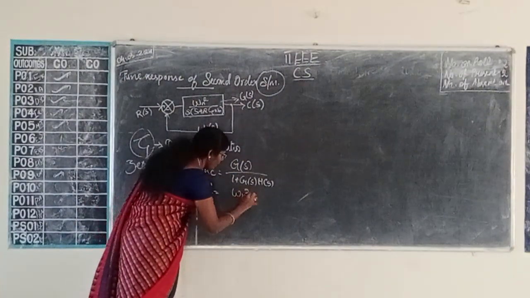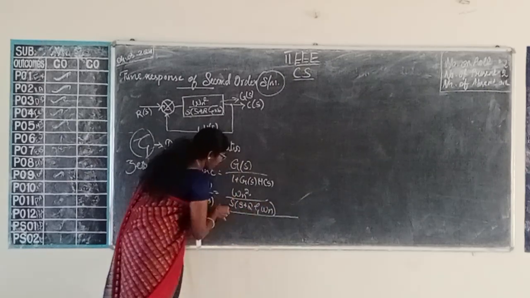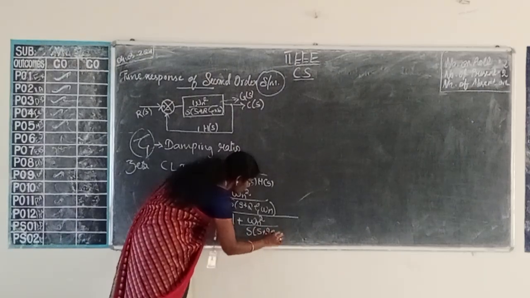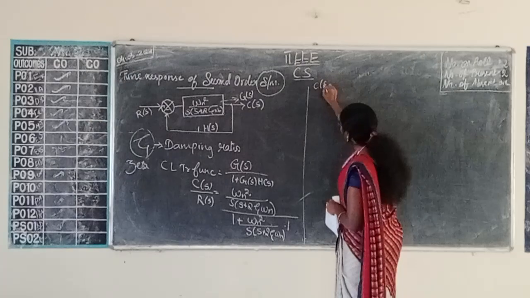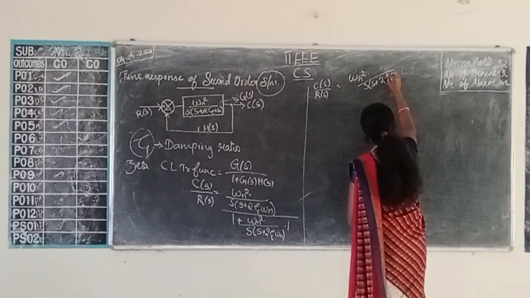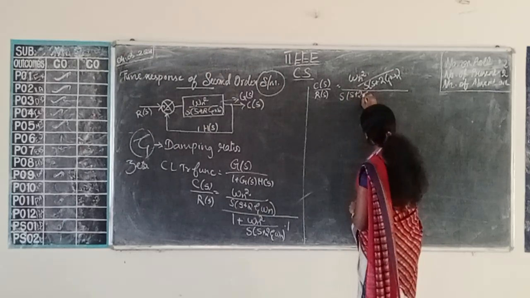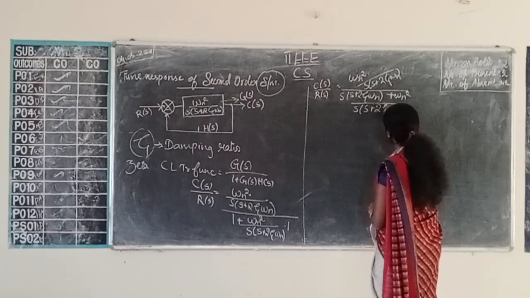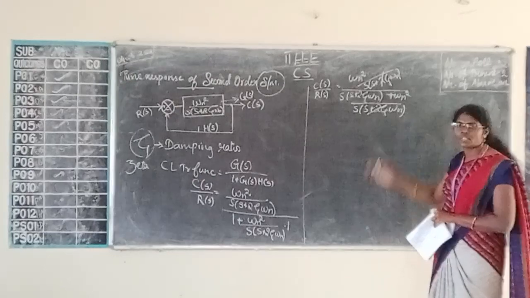Now we have to substitute the value for G of s. What is it? Omega n square divided by s into s plus 2 zeta omega n, divided by 1 plus again G of s, omega n square by s into s plus 2 zeta omega n, into H of s, which is 1. If we cross multiply this, what will happen? C of s by R of s will become omega n square divided by s into s plus 2 zeta omega n, divided by s into s plus 2 zeta omega n plus omega n square divided by s into s plus 2 zeta omega n. Here we can tackle this denominator as well as this denominator, since we can take the rest in reciprocal condition.